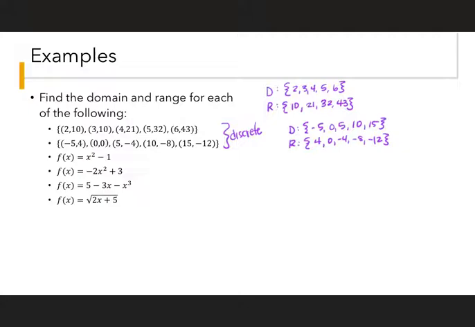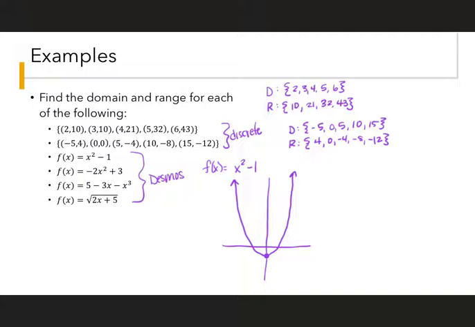Now, for the rest of these, you are going to want to use Desmos if you're not 100% sure how to do them algebraically, or if you need some sort of visual to help you do this. Now, f of x equals x squared minus 1 looks like it's got a point at 0, -1, and then it grows in both directions forever.